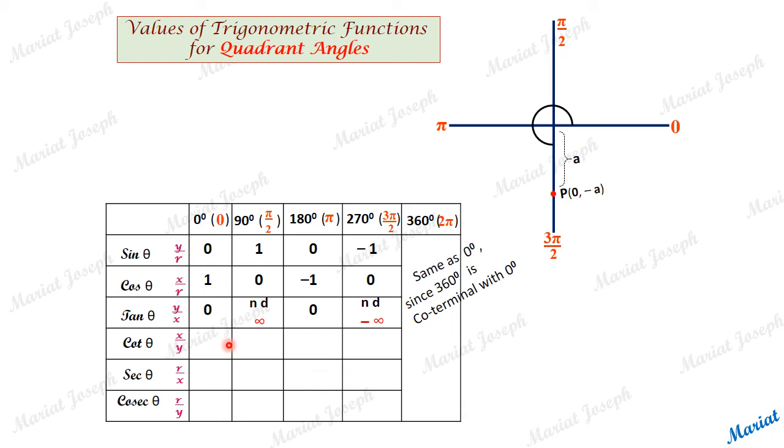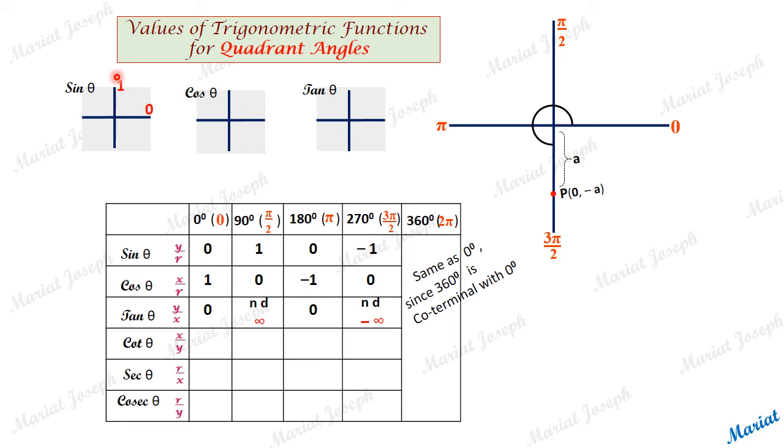Now, how to remember these values? Let's recollect. 0 degree we had already done in the right triangle system also. Sin 0 is 0, sin 90 degree is 1. Now if sin 90 is 1, sin 270 take as minus 1.